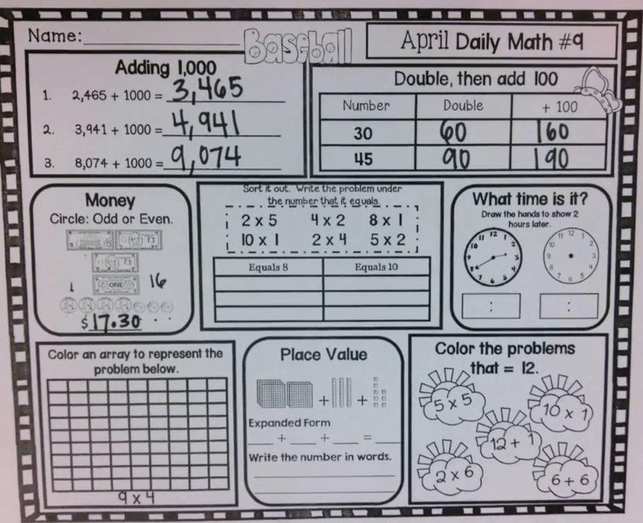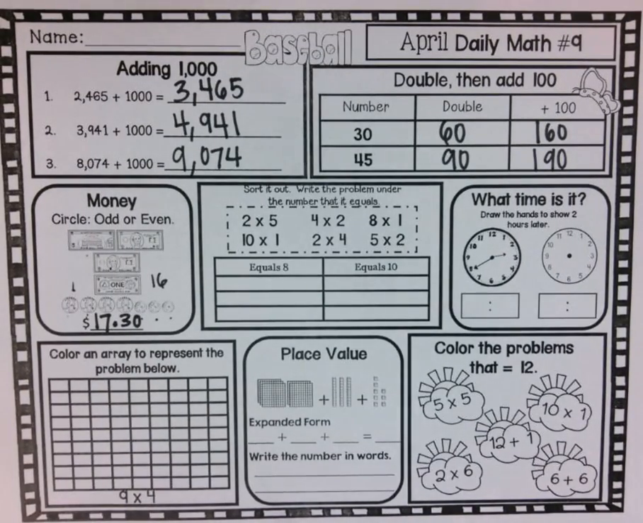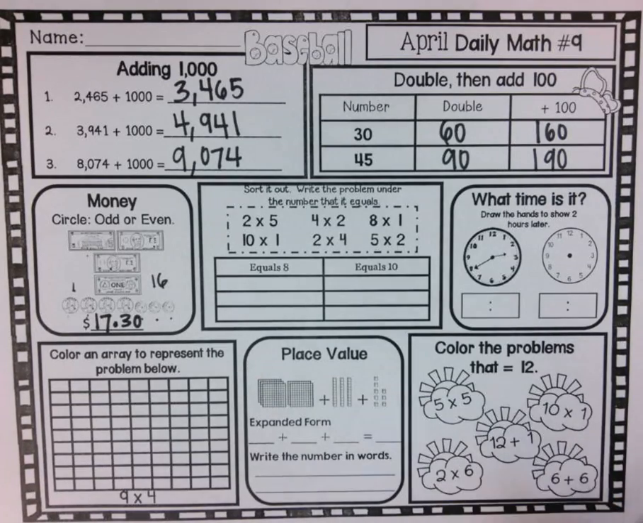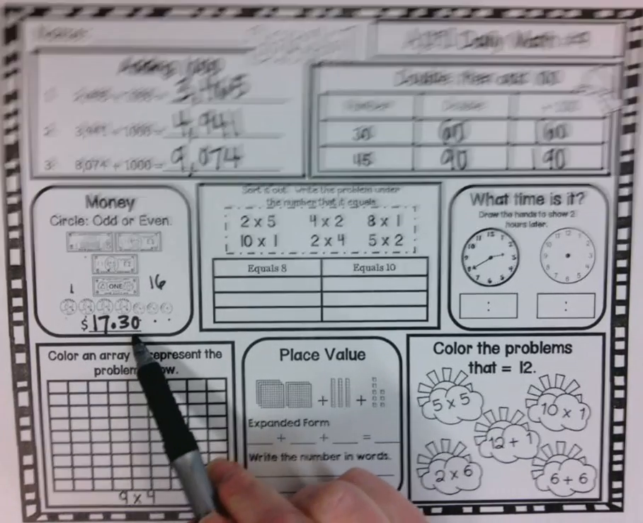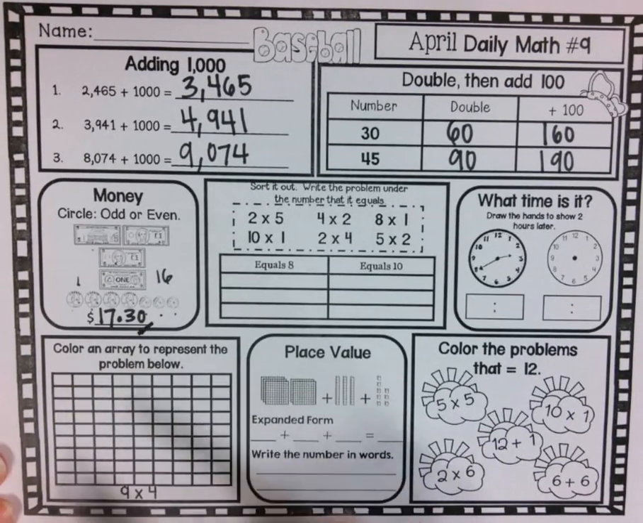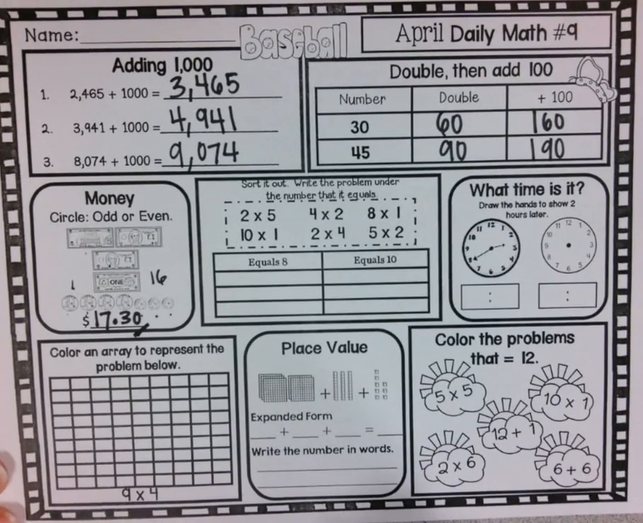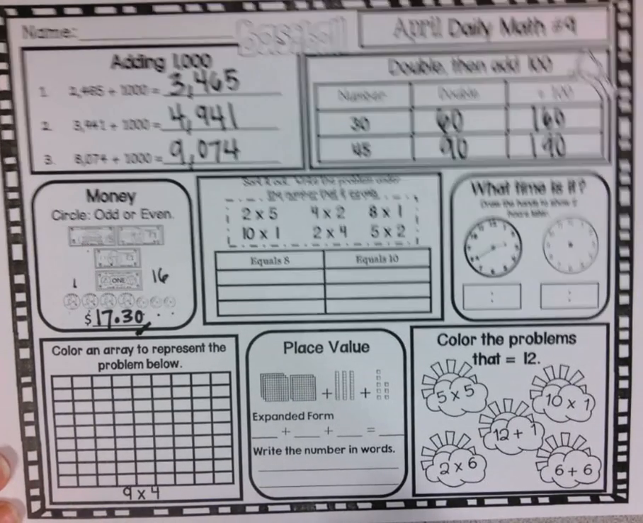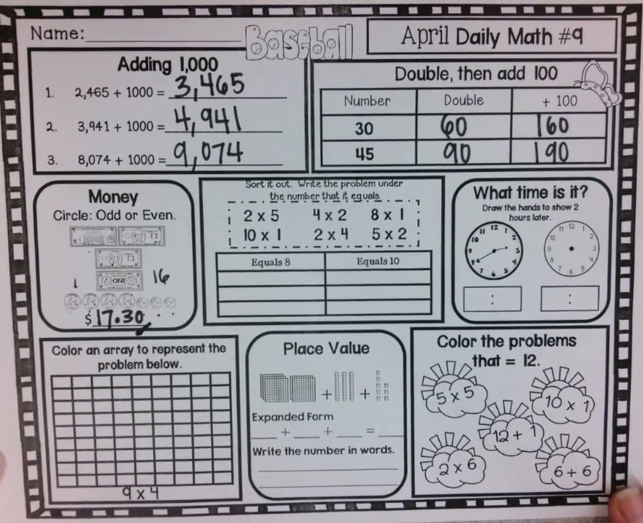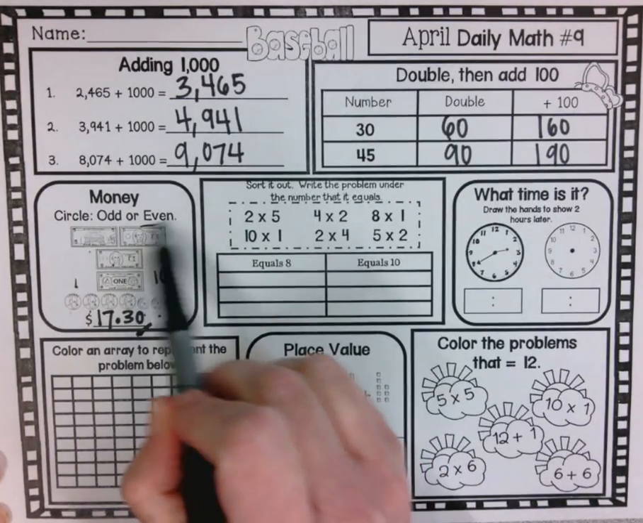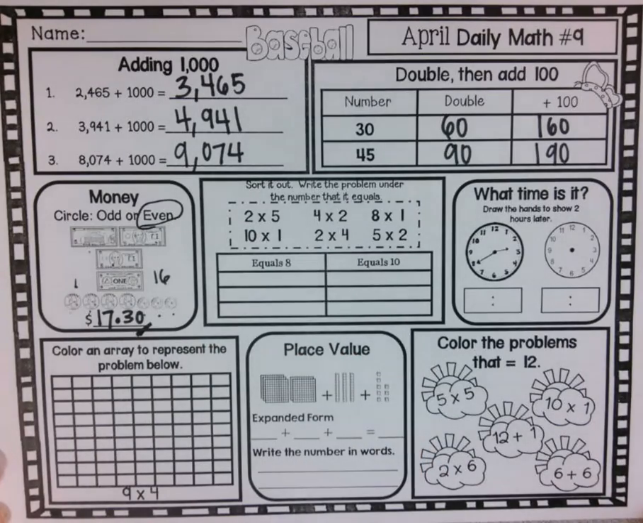Now, it wants us to tell it if it's odd or even. Remember, when we're looking at odd and even, the only number we look at is the very last one in the ones column. So this right here, a 0. Is a 0 an odd number or an even number? Ooh, sorry, I'm moving my paper. It is an even number.